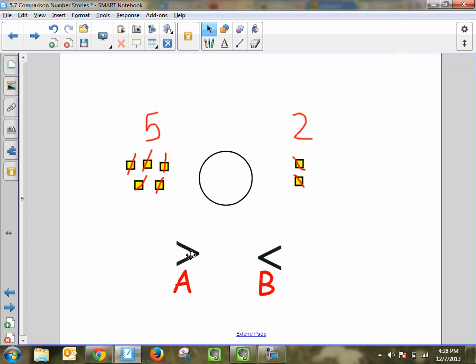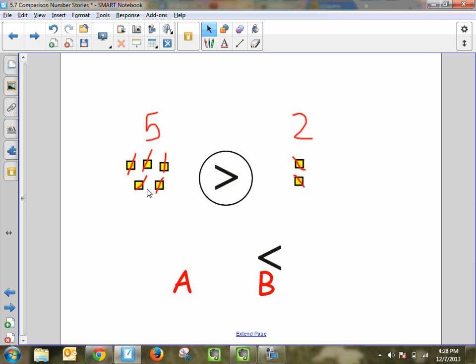Now that I know how much each group is worth, I can decide on using the correct greater than or less than symbol, which I have written below, with the letter A or the letter B. Do you think it would be the symbol above the letter A that needs to go in the circle, or the symbol above letter B? If you said A, that would be correct because the alligator mouth always wants to eat the bigger number. So we would read this as saying 5 is greater than 2.